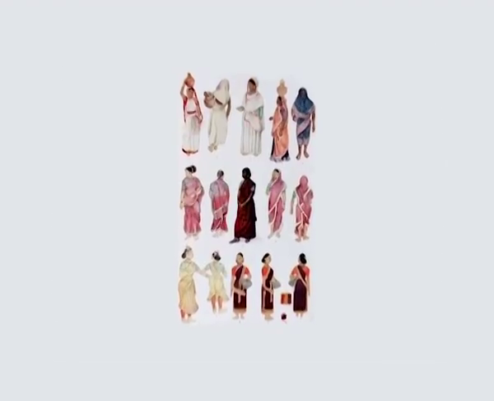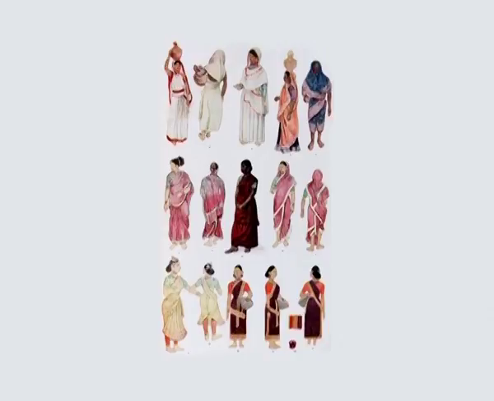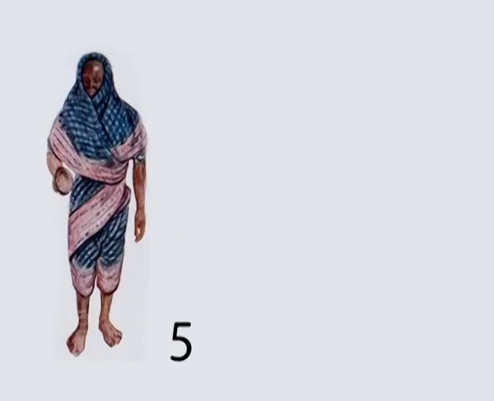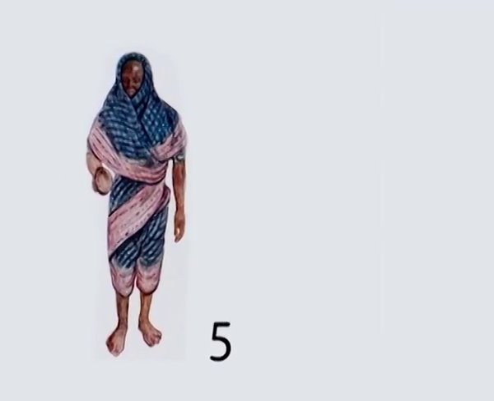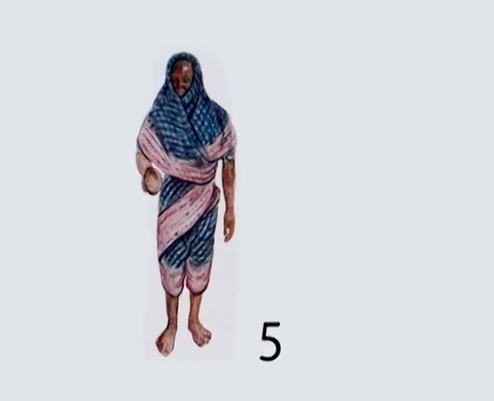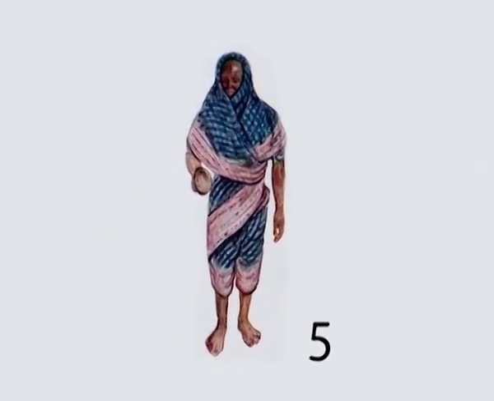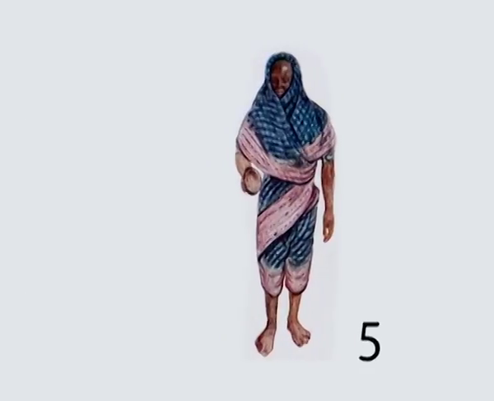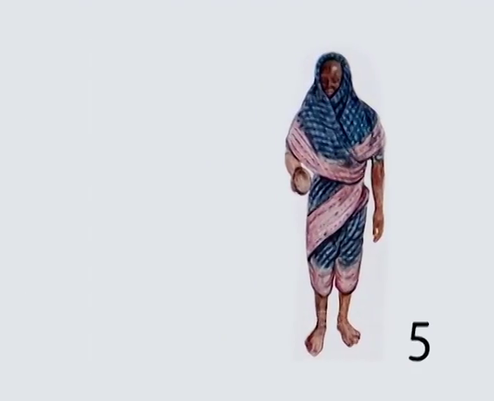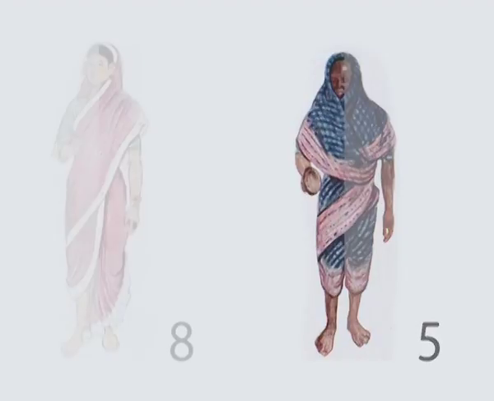This is a picture consisting of various women's wraps. Number 5, a coolie woman in a sari. It covers nearly the whole body, the lower part being arranged like trousers, or rather the dhoti.